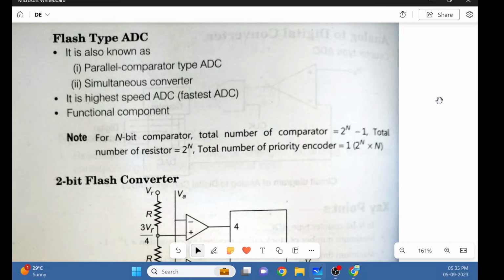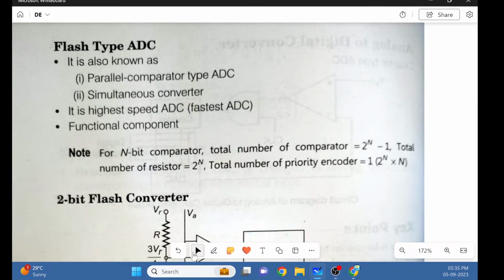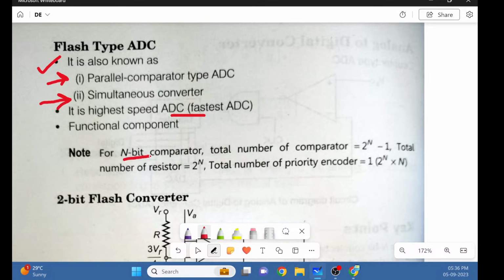Now let's look at the next type. This is the flash type. This question also has been done. The flash type is also called a parallel comparator type ADC, and it is also called the simultaneous converter, and it has the highest speed. Now this is something you need to remember. For an n-bit converter, the total number of comparators required is 2 raised to n minus 1, and the total number of resistors required is given by 2 raised to n.